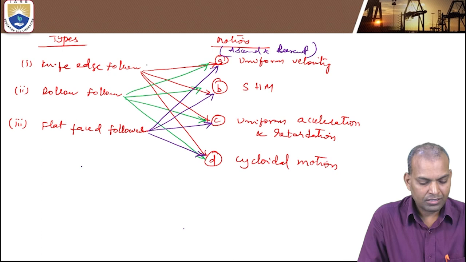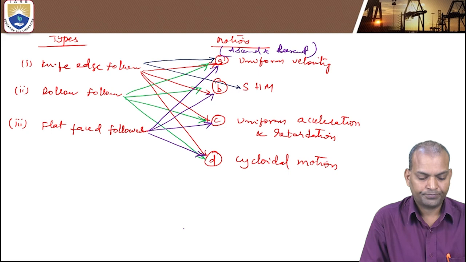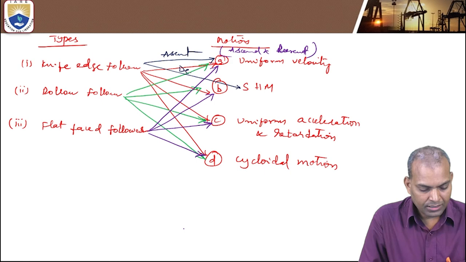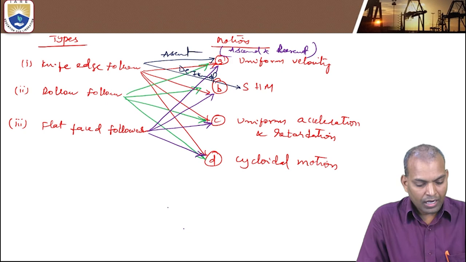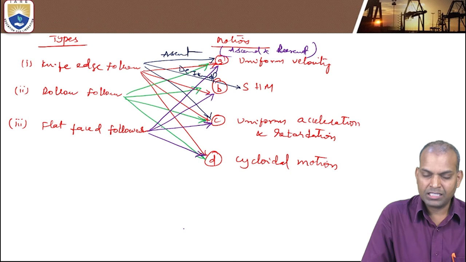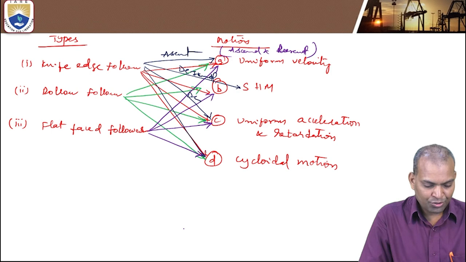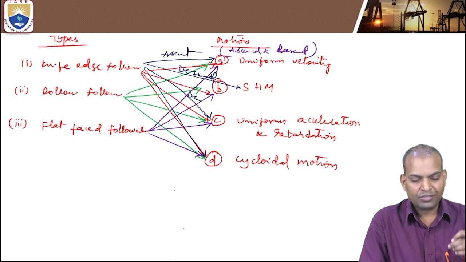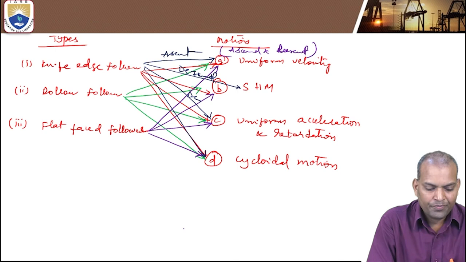So the knife edge follower can have another combination. During ascend, it can be uniform velocity, and during descent, it is SHM. And also, during ascend, uniform velocity, during descent, uniform acceleration and retardation. And again, during ascent it is uniform velocity, during descent it can become cycloidal motion. Like that, there are so many combinations, so we can solve cam profiles. So these are the various combinations.